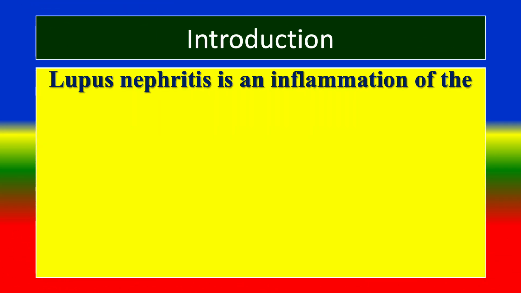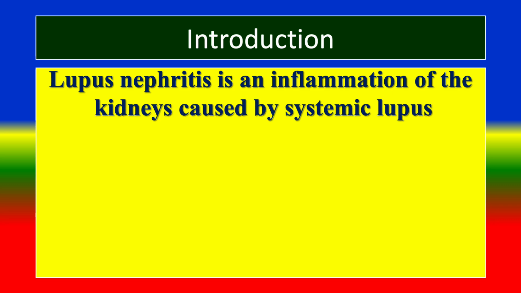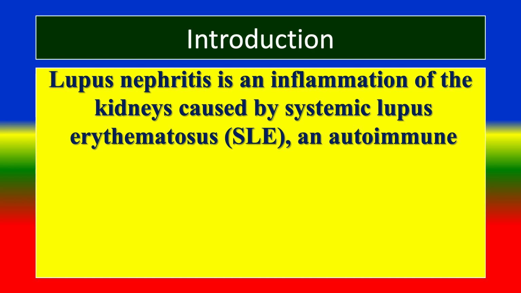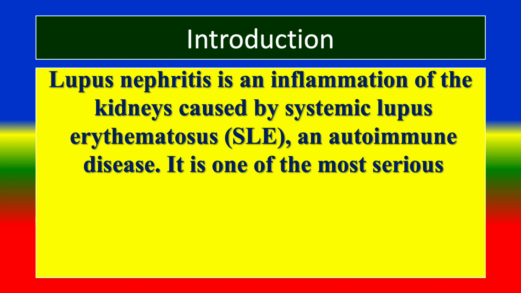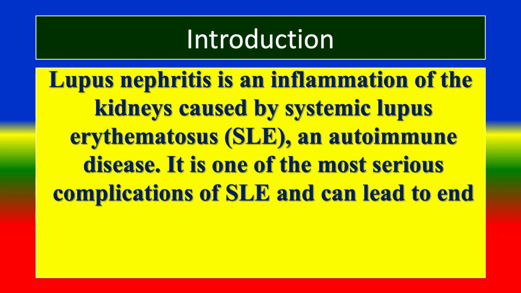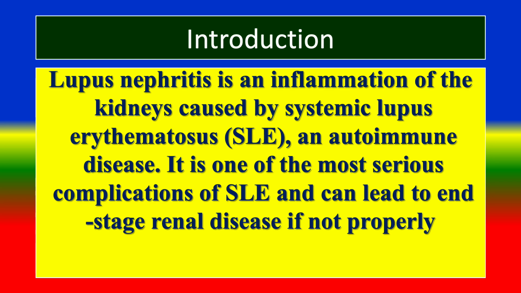Introduction. Lupus nephritis is an inflammation of the kidneys caused by systemic lupus erythematosus, an autoimmune disease. It is one of the most serious complications of SLE and can lead to end-stage renal disease if not properly managed.